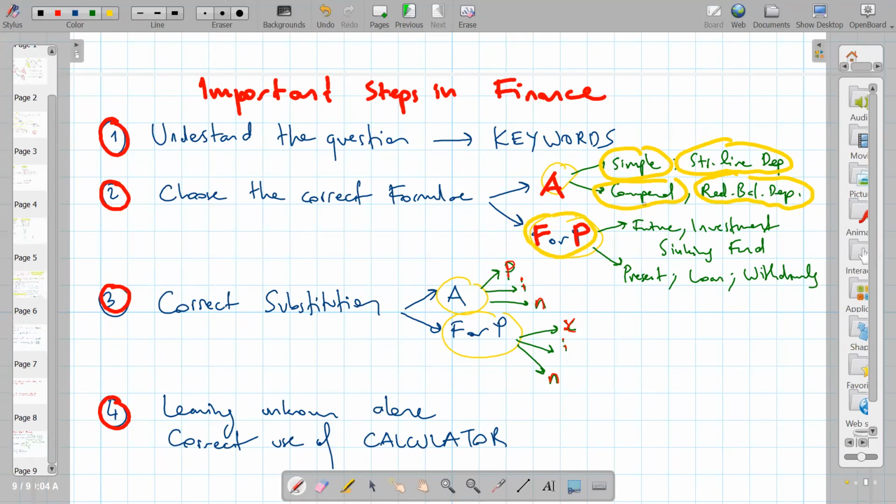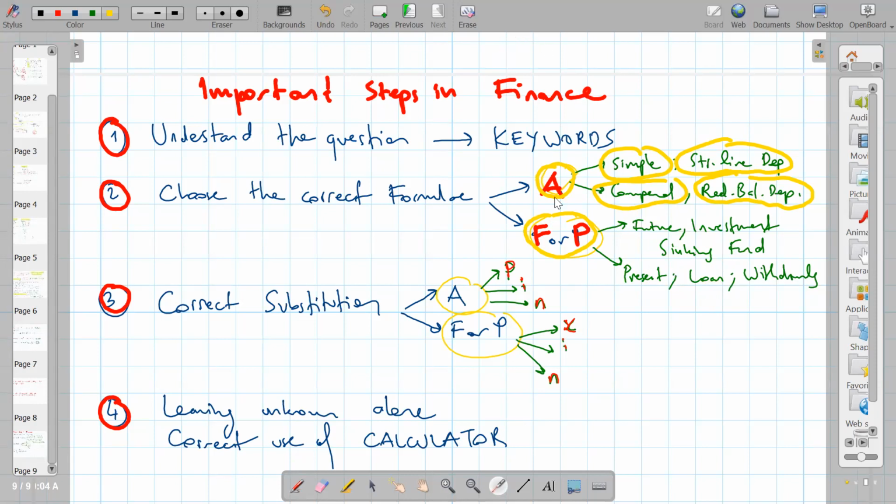This F and P, what could be the keywords? So you should know when we are going to use F, the future, or when we are going to use the present formula. It's not a lot of keywords. With a few questions, you can get used to this. If it is a future investment, if it is a sinking fund, it is the F formula, and if it is a loan or withdrawals, it's the P formula anyway.